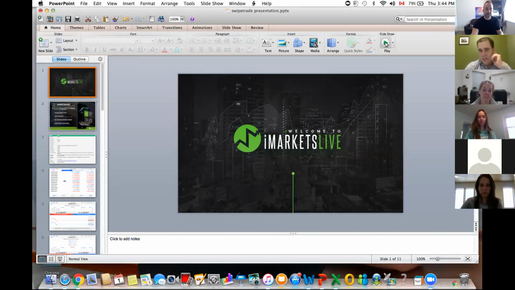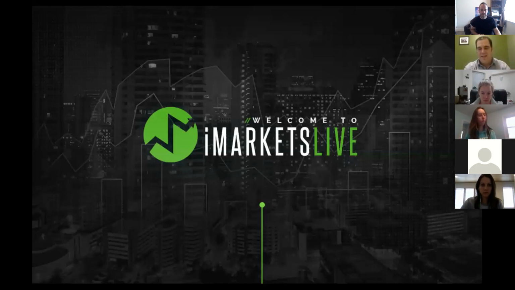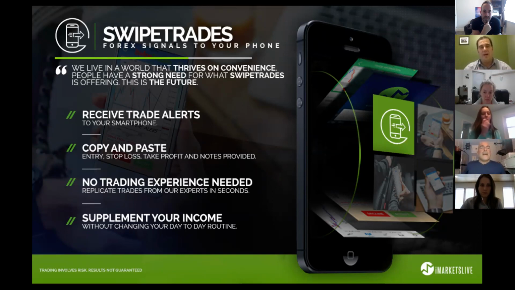So there we go. The first slide is, like I said, iMarkets Live, what we call a swipe trade. When I first heard the term swipe trade, I didn't have any idea what it meant. But basically, it's a signal that comes to your smartphone, whether you have an Android or an iPhone. It comes in the form of a text. You know, when you get a text, you hear that little ding going off. It's the same thing. So the first thing it says is you receive trade alerts on your smartphone.